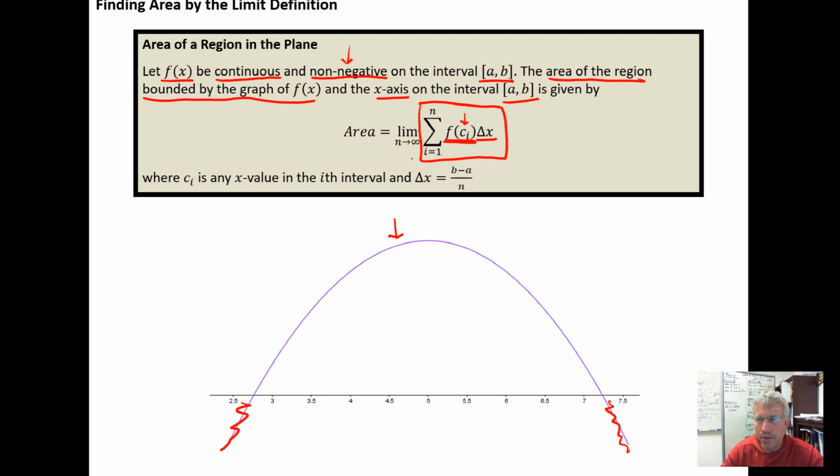But what we're going to do now that's different than the previous homework is we're going to let n go to infinity. Delta x will be the same as it was in the previous homework. Delta x is just going to be b minus a, the length of the bounded interval, divided by n, the number of rectangles you want to work with. And c sub i is going to be any x value in the ith interval or associated with the ith rectangle.